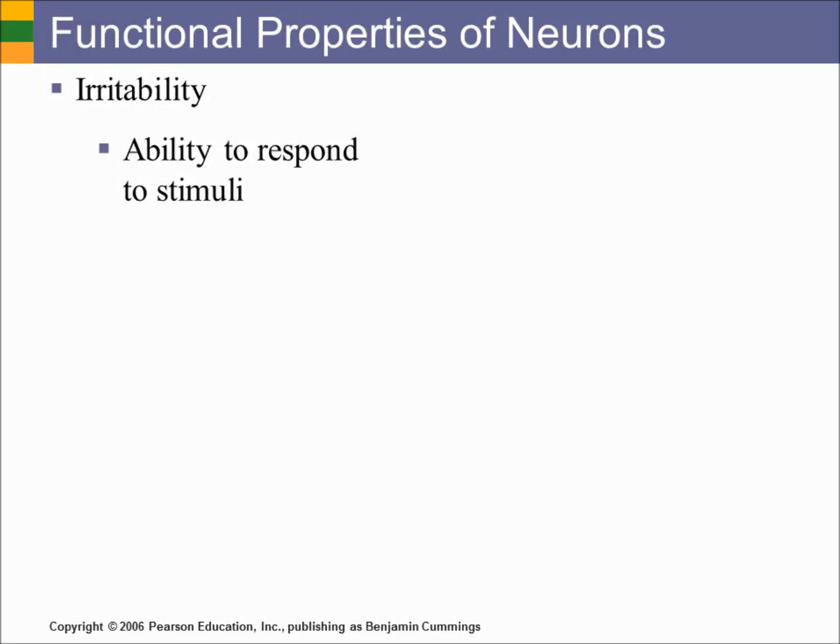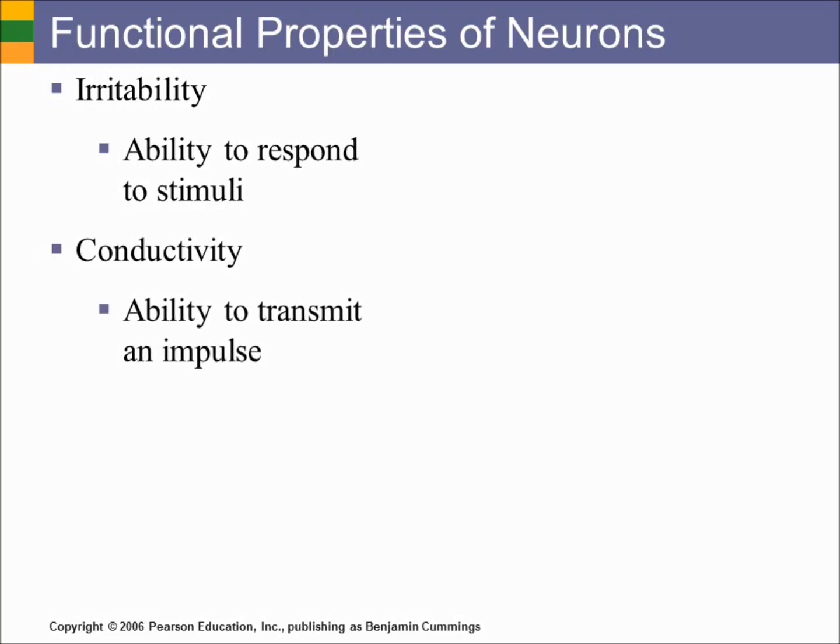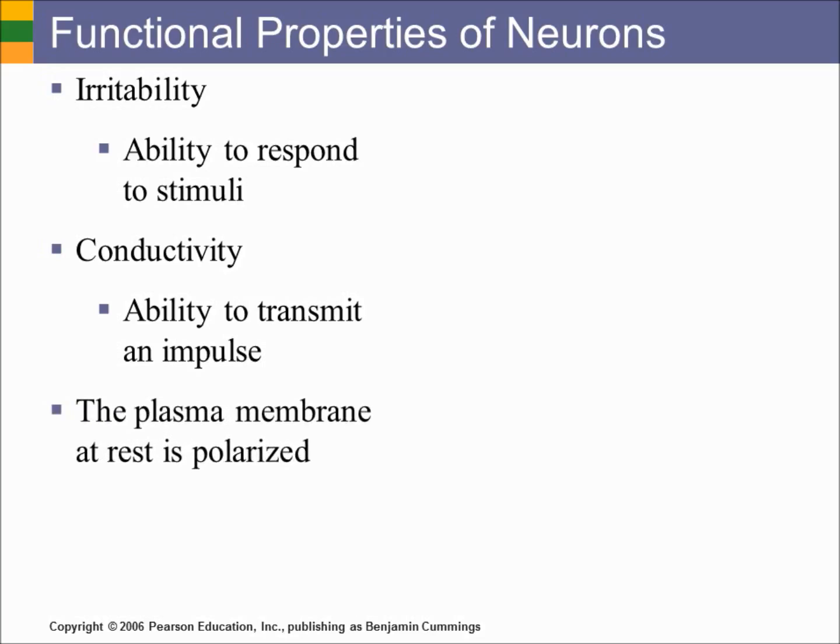And then the second property, another term, is conductivity. Conductivity is simply the ability to transmit that impulse or move it from point A to point B. Now, as we begin this discussion, we're talking about the plasma membrane as being polarized. A polarized plasma membrane is one that is at rest. It's not going to conduct an impulse.